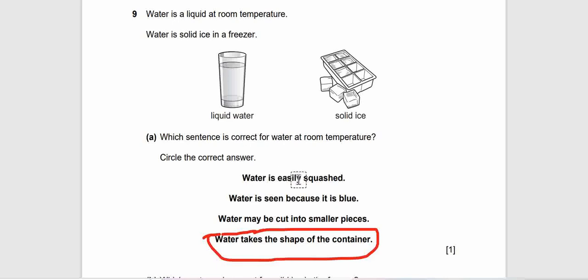Now, water is not easily squashed because the particles are already close to each other, but gas is easily squashed. Water is seen because it's blue? No, because it's transparent. Water may be cut into smaller pieces. It's not possible because water is liquid. You cannot cut liquid water, but you can cut ice.